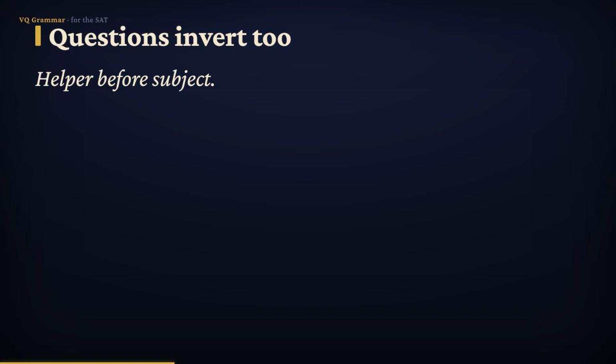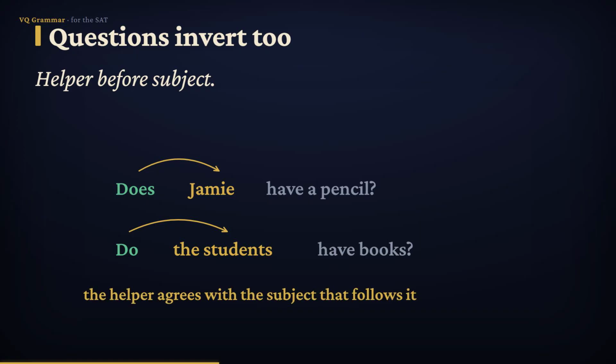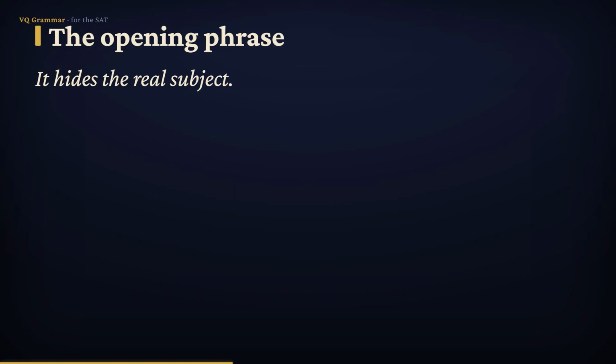Questions are inverted as well, with a helping verb sitting before the subject. Does Jamie have a pencil? Jamie is singular, so the helper is does. Do the students have books? Students is plural, so the helper is do. The helping verb do, does, or did has to agree with the subject that comes right after it. Same rule, just reordered.